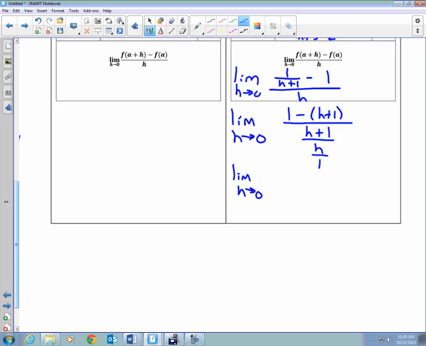And then as h goes to 0, what happens up on the numerator? Negative h over h plus 1. And I'm going to multiply by the reciprocal of the bottom. And what happens to the h's? I'm multiplying by the reciprocal of the denominator. Instead of dividing by a fraction, I'll multiply by the reciprocal.